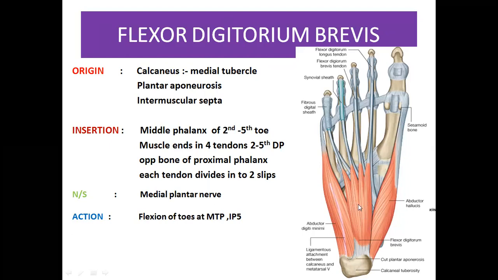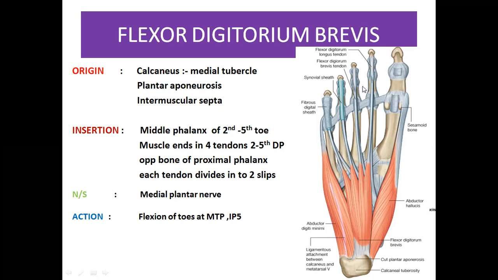It is labeled here. The origin is from the medial tubercle of the calcaneum. It also takes its origin from the plantar aponeurosis and intermuscular septa. For the insertion, it divides into 4 slips, as you can see, and gets inserted into the middle phalanx of the 2nd, 3rd, 4th, and 5th toes.